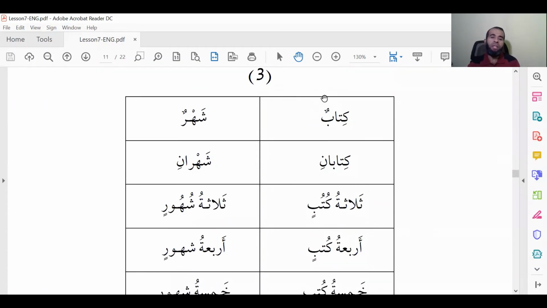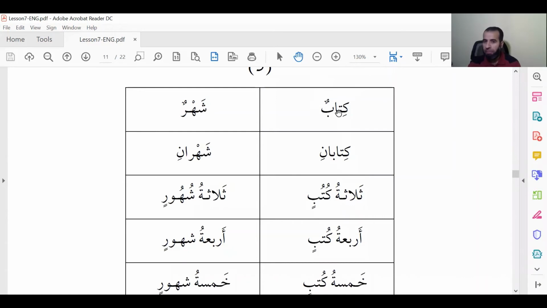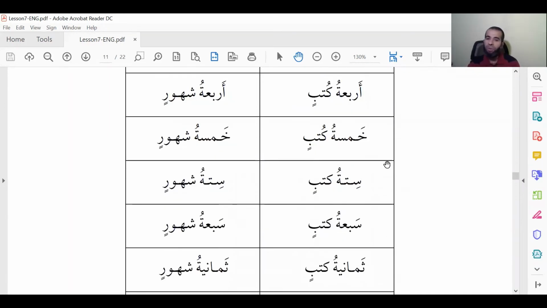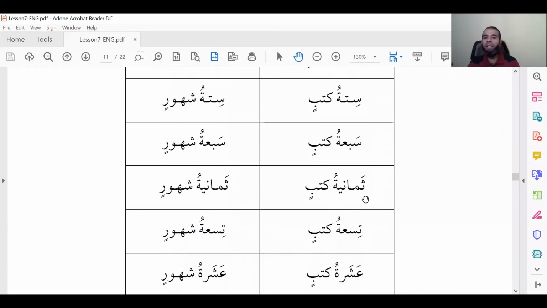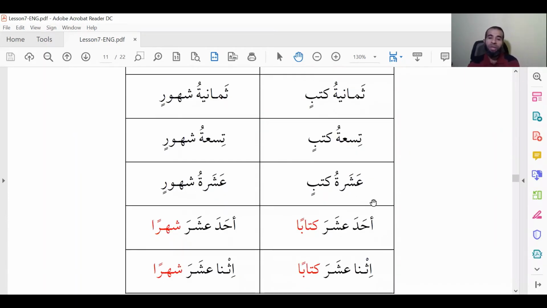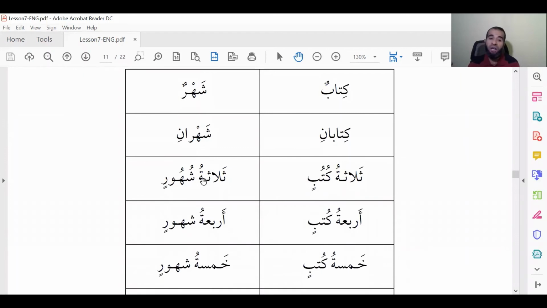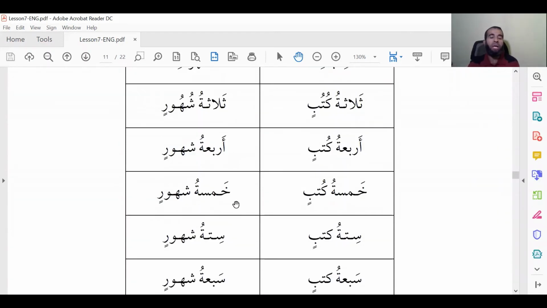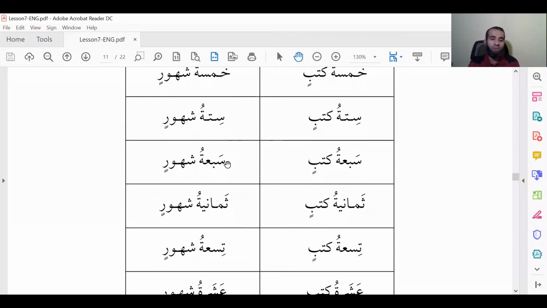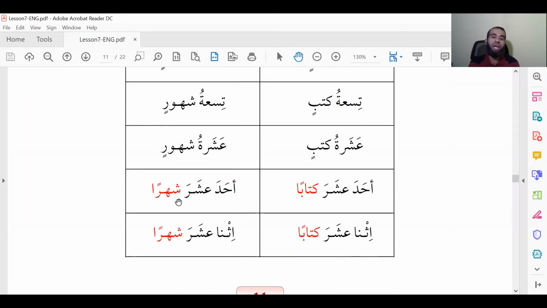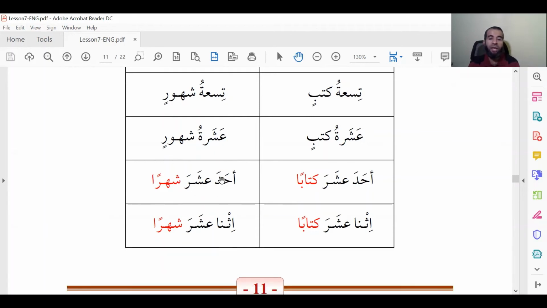Next one. Look here. Let's go down. Kitab is one book. Kitab, kitaban, two books. 3, 4, 5, 6 until 12. ثلاثة كتب، أربعة كتب، خمسة كتب، ستة كتب، سبعة كتب، ثمانية كتب، تسعة كتب، عشرة كتب. But 11 كتابا, 12 كتابا. The same with شهر. شهر، شهران، ثلاثة شهور، أربعة شهور، خمسة شهور، ستة شهور، سبعة شهور، ثمانية شهور، تسعة شهور، 10 شهور. 11 شهرا. 12 شهرا. Not شهورا because here the number is more than 10.